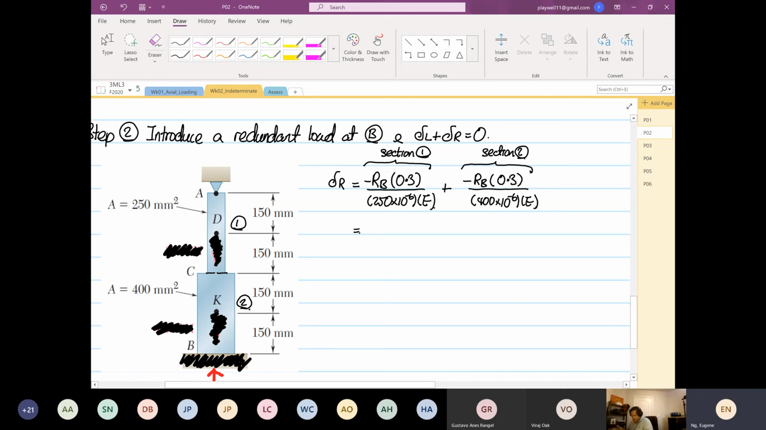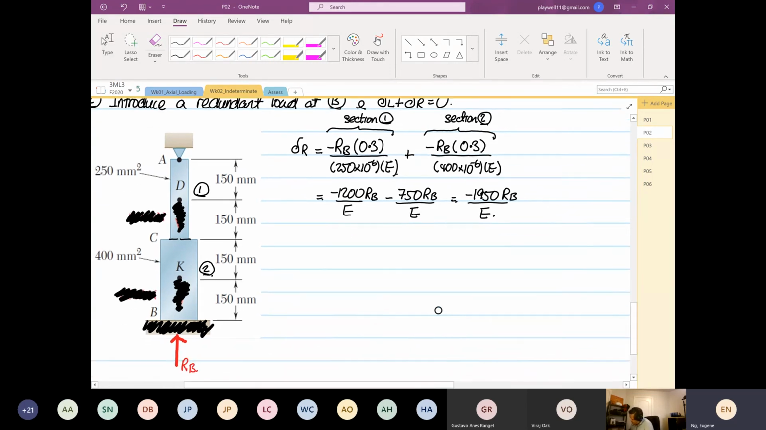Okay, so you do the math. So 0.3 divided by 250 power minus 6 is equal to minus 1200 over E, plus 0.3 divided by 400 power minus 6 is equal to minus 750. Sorry, RB. My RB is missing. So minus 750 RB over E. So this will be equal to 1200 plus 750. So it's equal to minus 1950 RB over E. Okay.